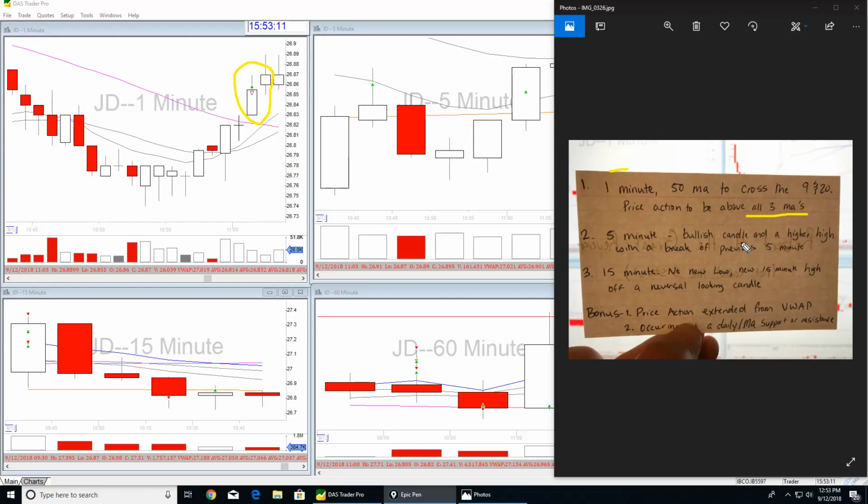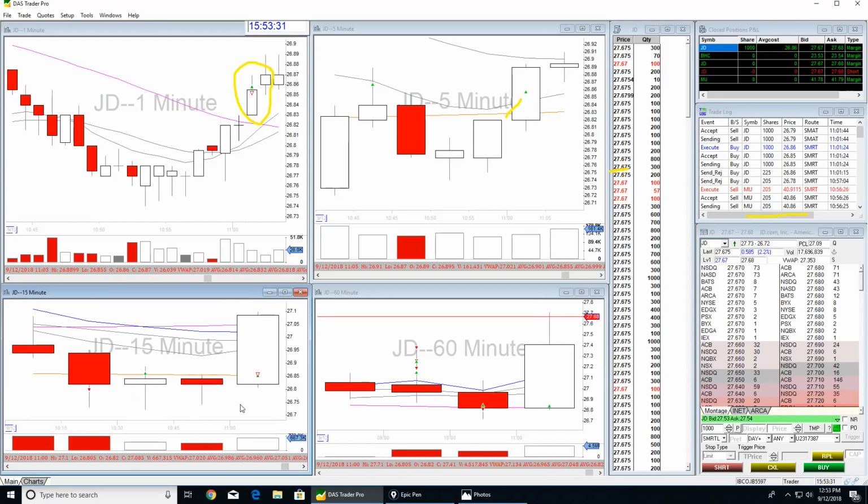5 minute bullish candle and a higher high with the break of a previous 5 minute. All right. So right here we had a bullish candle and we broke it. So that qualified on the 5 minute. 15 minute, no new low, new 15-minute high off a reversal looking candle. All right, so let me move that one over there. So, right, we've got the reversal looking candle here and a break and a new high, okay?